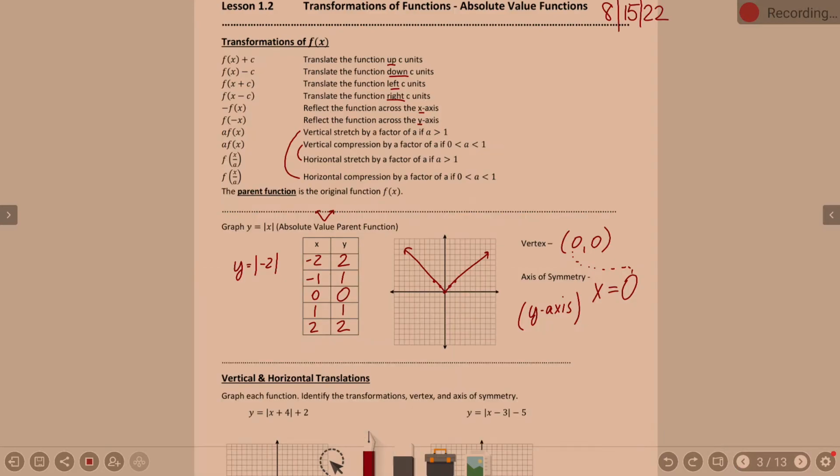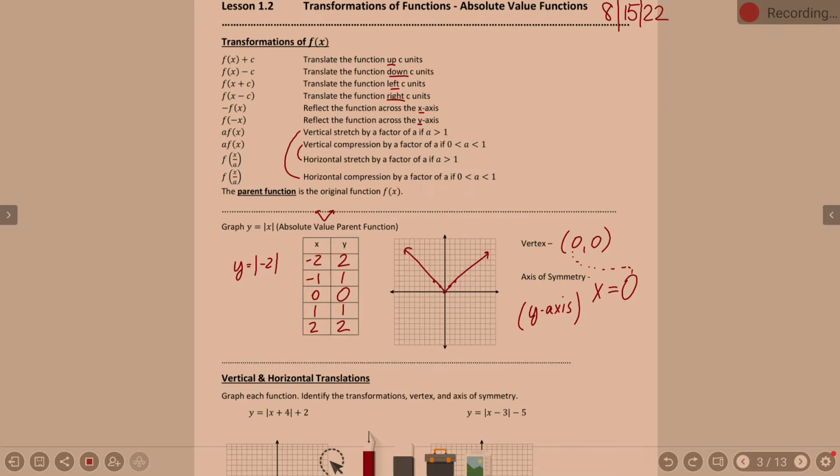Okay. If I go back to my chart, thoughts, where does that fall? I just heard two totally different things. I heard a vertical stretch and I heard a reflect. Can it be both?